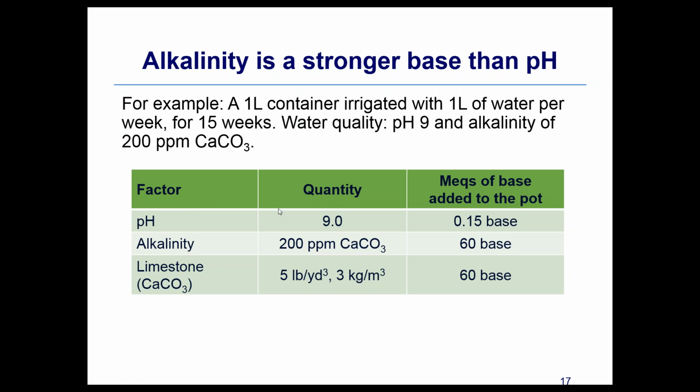If you look up here, if you were irrigating a 1 liter container with 1 liter of water for 15 weeks, and you want to see what the effect of a pH 9 would have on the growing media, or the alkalinity of 200 parts per million, we can see, when we compare these apples to apples, that the pH only had 0.15 milliequivalents of base added to the growing media, whereas the alkalinity added 60 milliequivalents of base.